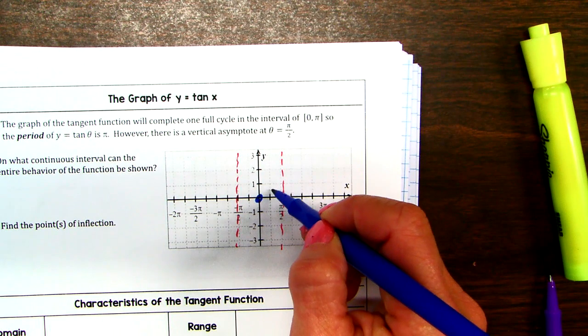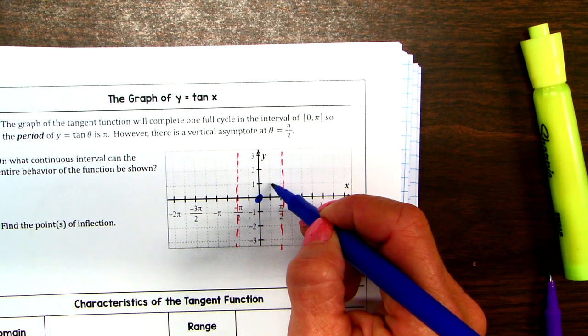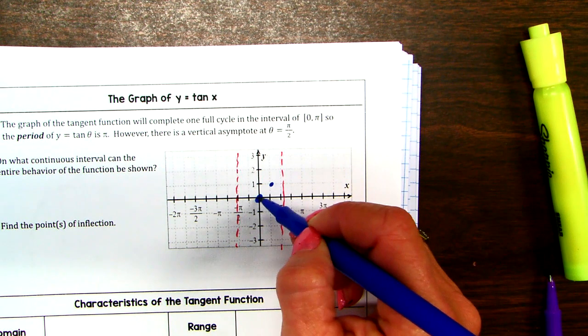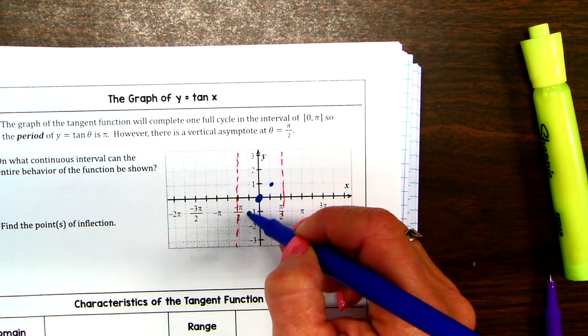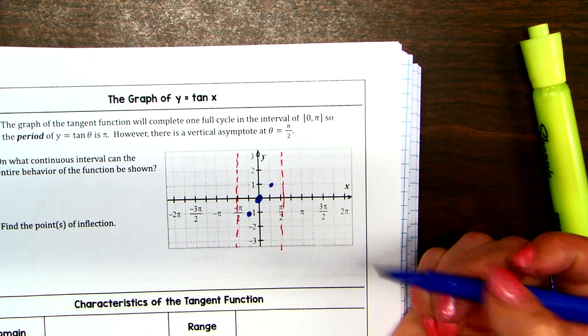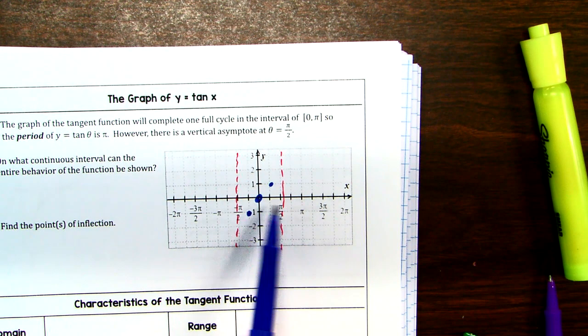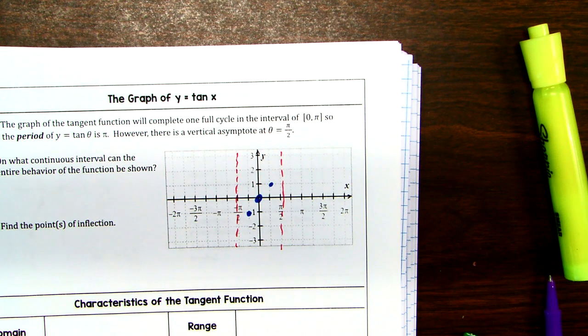Pi over 2 up at 1, and at negative pi over 4, we're down at negative 1. Now look at your x-axis. Get used to understanding it. If this is 0 and that's pi over 2, half of pi over 2 would be pi over 4. It doesn't have to say it there. We know that between 0 and the top of the unit circle is pi over 4.